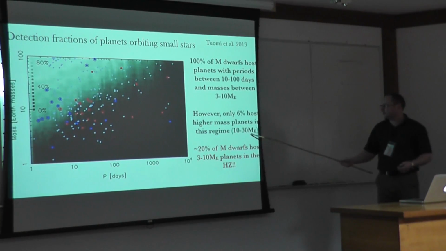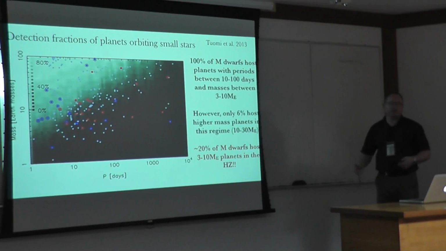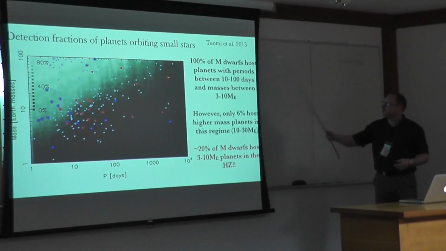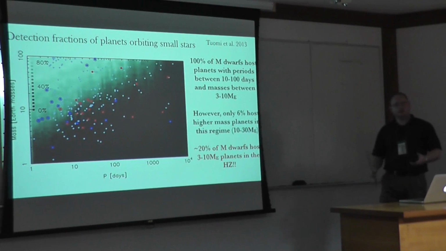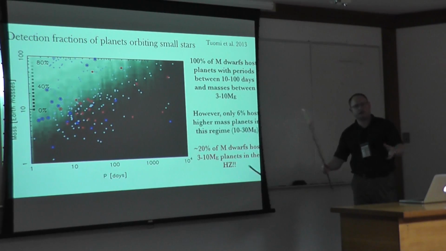You go up in mass, 10 to 30 Earths, minimum mass, remember, then it turns out only about 5% or so, 6%, tend to have planets in this period band of big planets. So M dwarfs are rich in small planets, but they're not very rich in big planets.